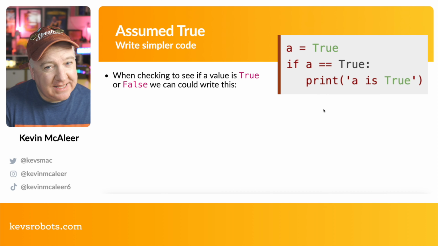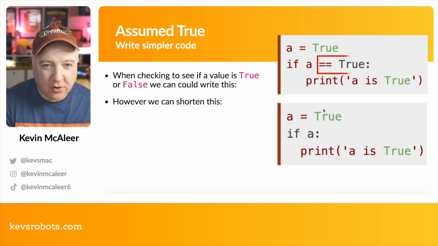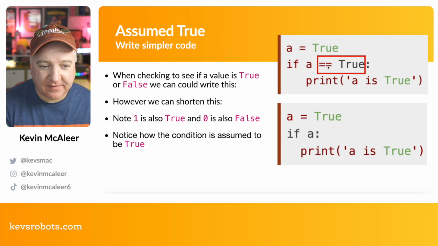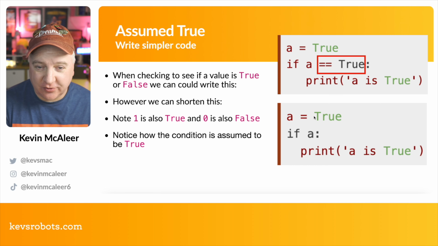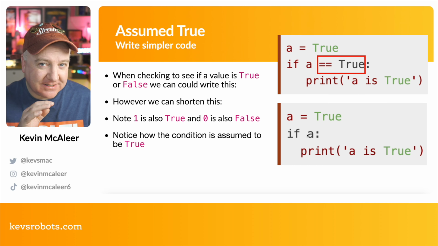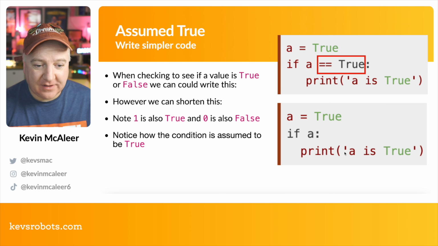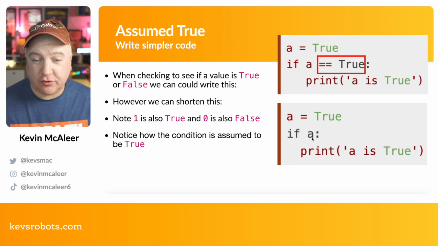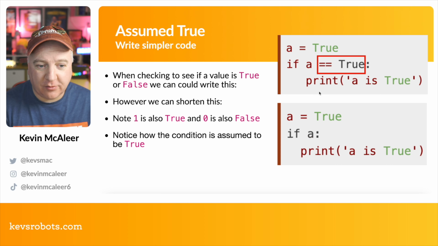But there's an easier way to write this, because it assumes that things are going to be true. So we can actually get rid of that check that says equals true. We can simply say if A is true, because it's looking to see, is that true? Print the A is true thing. So we don't actually have to put equals true. It will assume that the test is to see if this variable is true. So that's a nice way of making our program just a little bit tidier. We don't have to put that extra bit of code in there. It's assumed to be true.